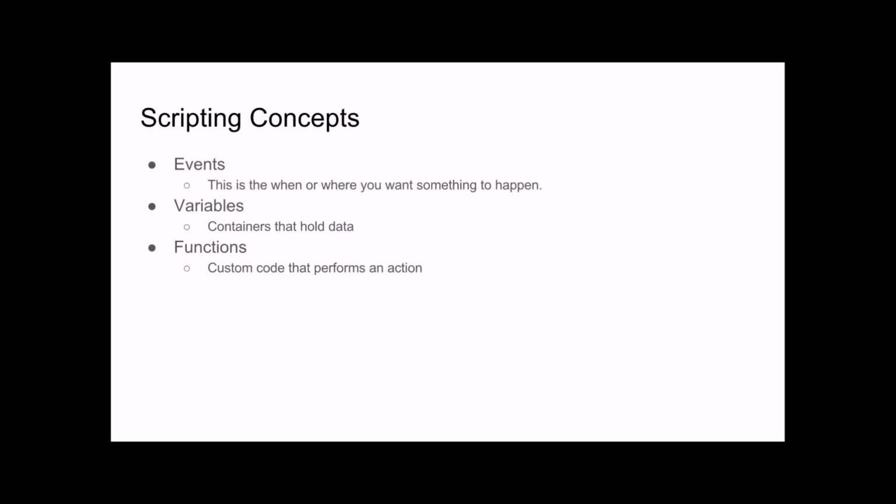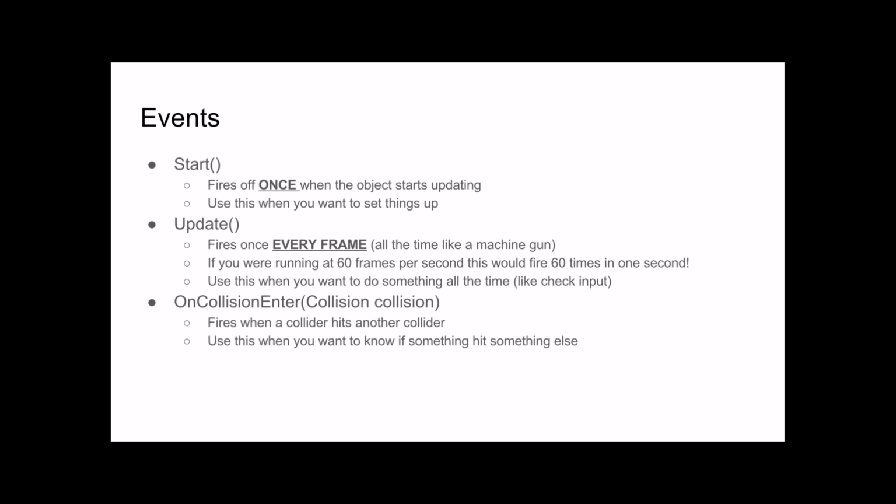The next is variables, and variables are just containers that hold data. So when we're designing something, we kind of define what we're designing with the variables we choose for it. What type of data do we want to hold and manipulate? We'll talk more about that later. And then functions. Functions are custom pieces of code that someone else wrote or you wrote that perform an action, either on the data, on the variables, or they basically do something. So let's start with events.